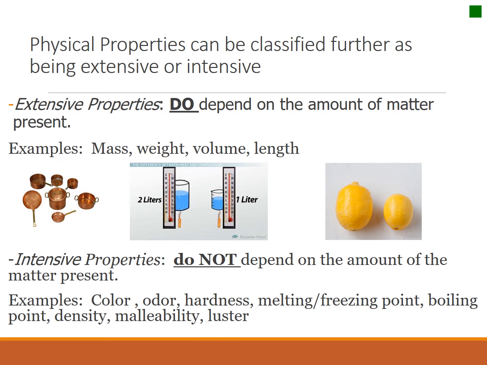On the other hand, we have something called intensive properties. Those types of properties do not, I repeat, do not depend on the amount of matter present. Some examples would be color. If you take a look at these two lemons in a picture, it doesn't matter that one is significantly larger than the other, they're still yellow. So the color does not depend on the size. But if I asked you to use the extensive property of mass, then size would affect the mass because they would obviously weigh differently.